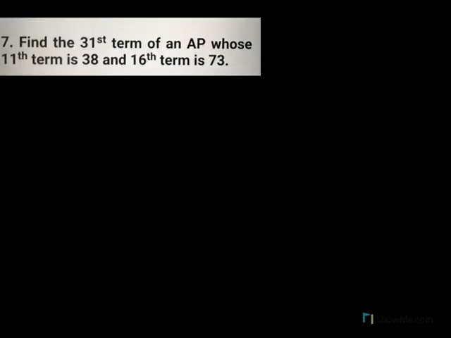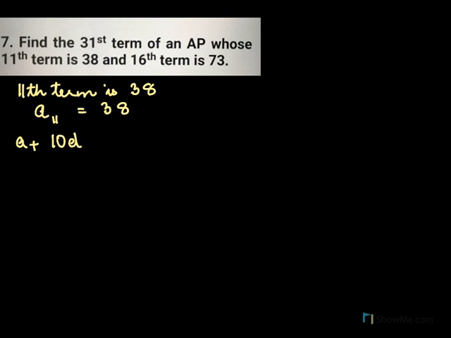Find the 31st term of an AP whose 11th term is 38 and 16th term is 73. So it's given to us that the 11th term is 38, which means A11 equal to 38. Now A11 is A plus 10D equal to 38. So this is equation 1.